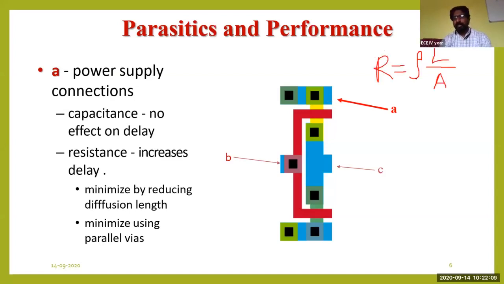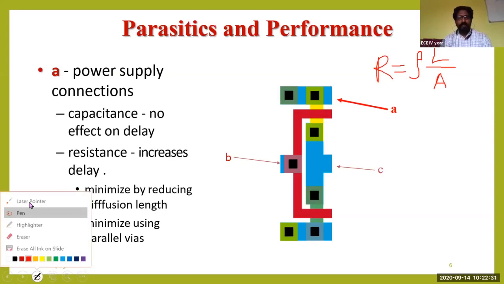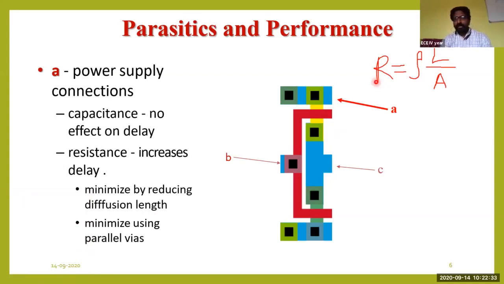R is equal to rho L by A, where R is the resistance, rho is the specific resistivity or specific resistance, L is the length, and A is the area of the cross section. Here, you can see that resistance is directly proportional to length. So if the length of this one particular mask is increased, then definitely the resistance also increases. But when you come to this area, it is regarding the width. If the width is increased, the resistance is going to decrease. That is how the aspect ratio has been formed.